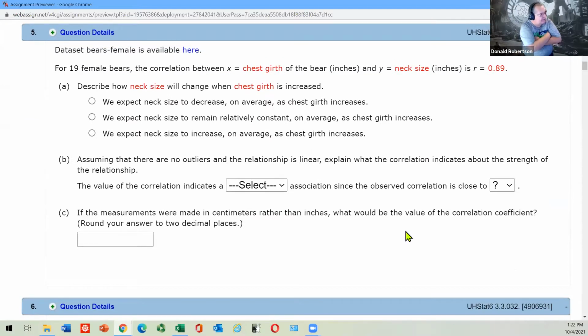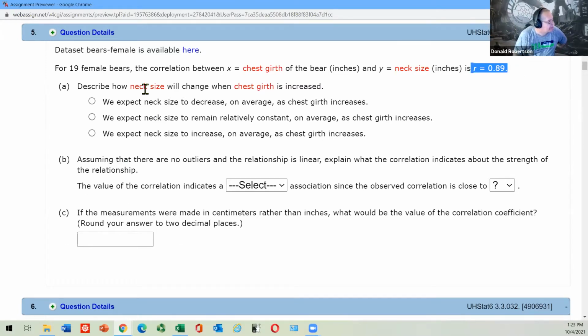Now, question 5. There are 19 female bears and they found a correlation between their chest girth and their neck size. So as their chest gets bigger, taller bear, right? So if you wrap the tape around it, not that anybody in their right mind should ever do that to a female bear, that's what you get. And so it's a pretty decent R, isn't it? Pretty high value. So it's a pretty good relationship. Yeah, if you're big this way, bears tend to be big vertically as well. Yeah, I could believe that.